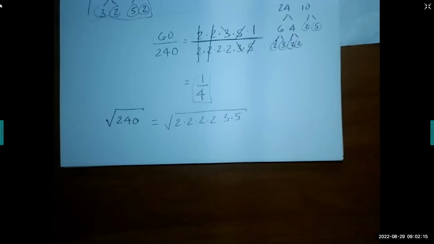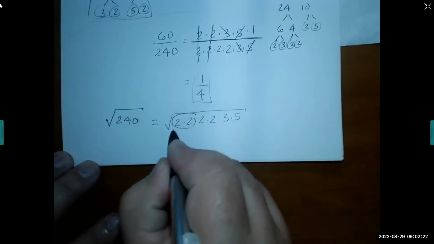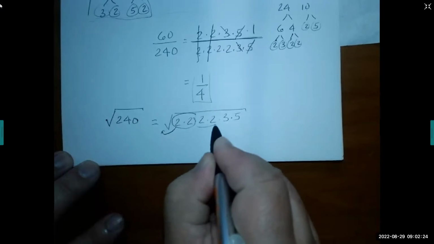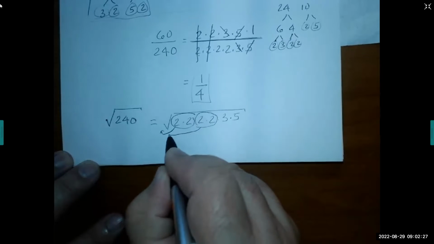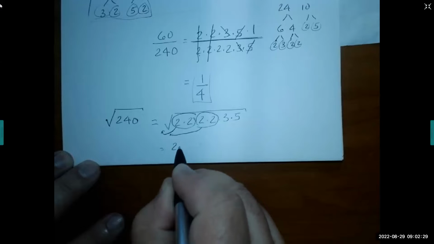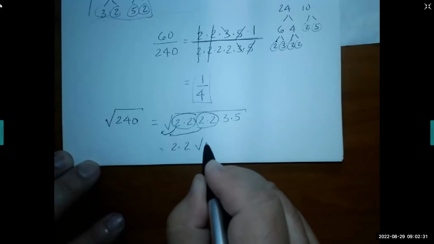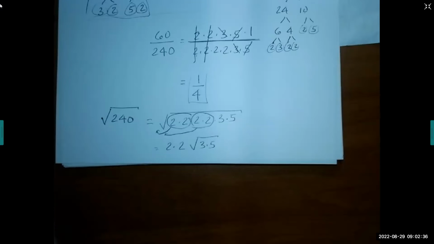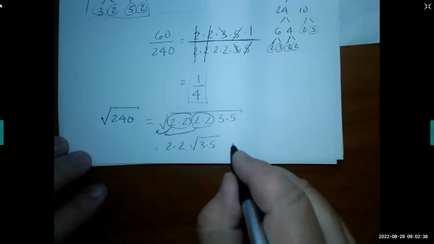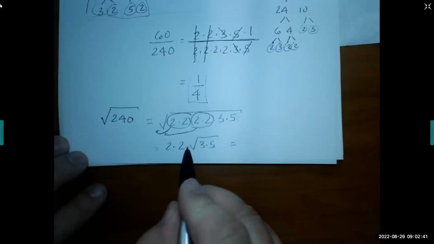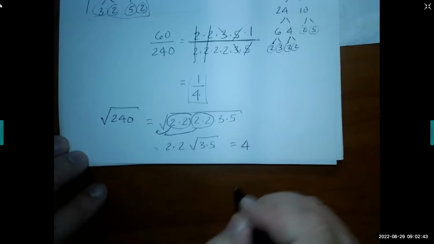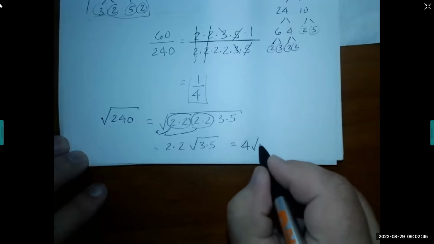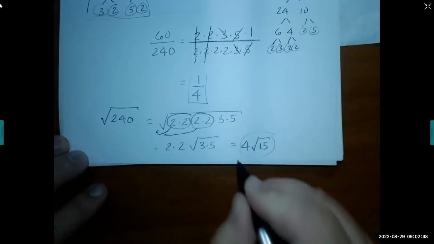Can anything come out? Is there a pair of anything? Yeah, there's a pair of 2s. It can come out. And another pair of 2s. It can come out. So we have 2 2s that go out in front. The 3 and 5 stay inside. So 2 times 2 is 4. 3 times 5 is 15. And there's your answer.